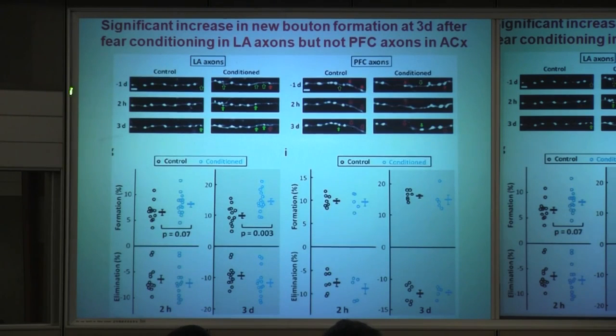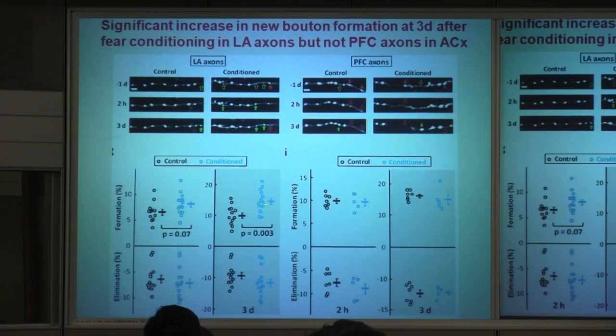You can see that there's an increase in bouton. You probably cannot see, but a bouton that used to not be there then appeared. There are boutons that were there during day one and disappeared at a later time. So there's a formation of bouton and an elimination of bouton, suggesting there are changes in the synapse formation.